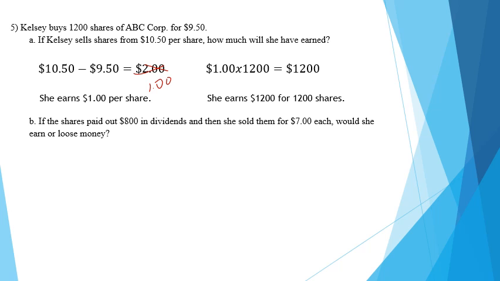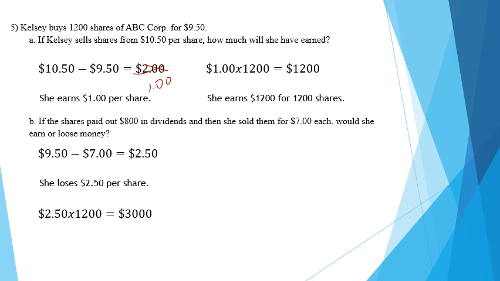So she's definitely going to lose money by selling them because she's selling them for less than she bought them for. But let's see if that dividend helped even things out a bit. So first let's figure out how much she lost per share. So we do $9.50, take away $7, and we see that she lost $2.50 per share for a total of $3,000 lost for selling her 1,200 shares.